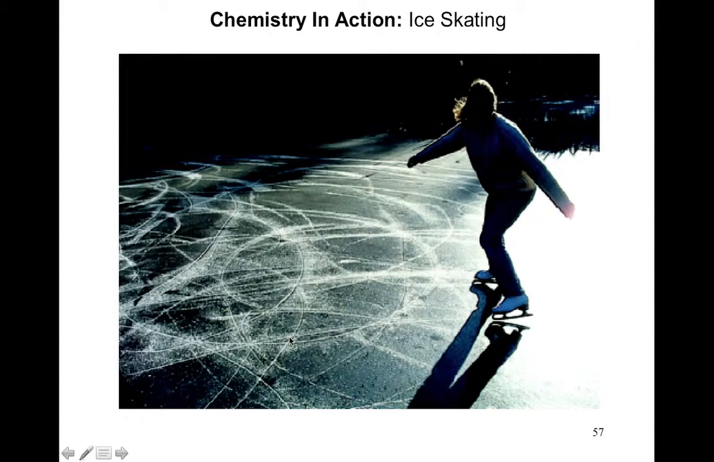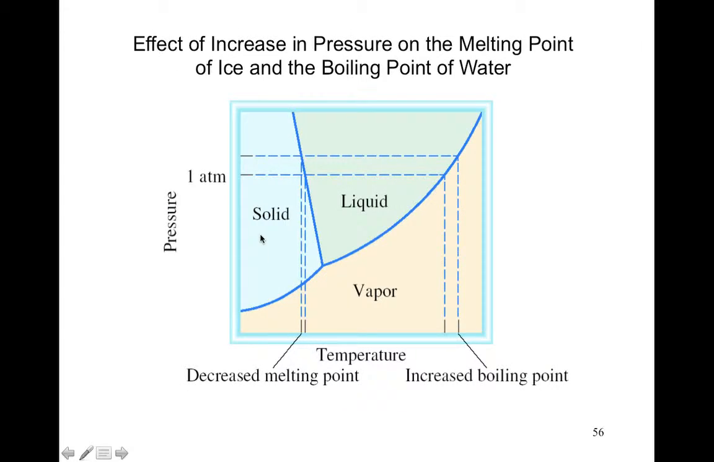So then here's our last slide. Ice skating. Ice can change its phase with more pressure. If we have ice here at 0 degrees Celsius, in the solid phase, and we add a bunch of pressure through our tiny blades of an ice skate, our pressure comes up here. And what it does is it makes our ice become a liquid.